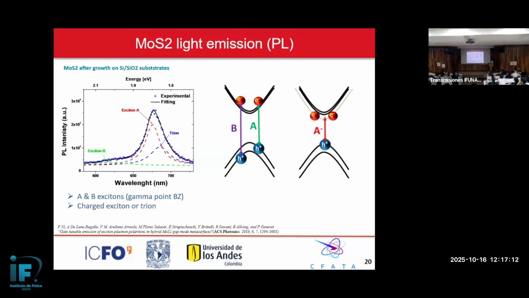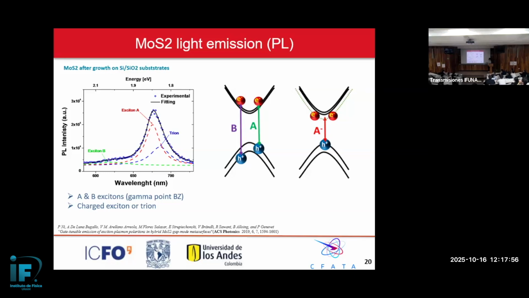Okay, so this is how the PL spectrum looks after the growth of MoS2. Yesterday we centered our discussion on exciton A, right? Exciton A was the transition between the minima of the conduction band and the maxima of the valence band. It turns out that there is a splitting of this point at the valence band due to the spin-orbit coupling, so we also have another transition. This is why we see another peak, and we can call it exciton B.